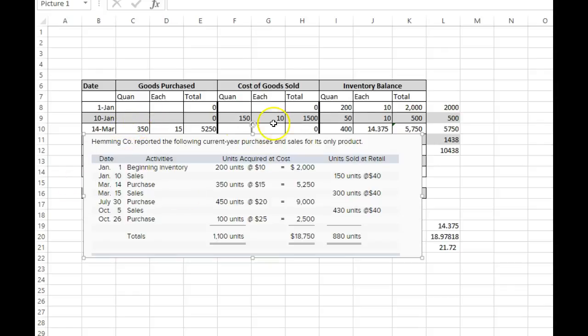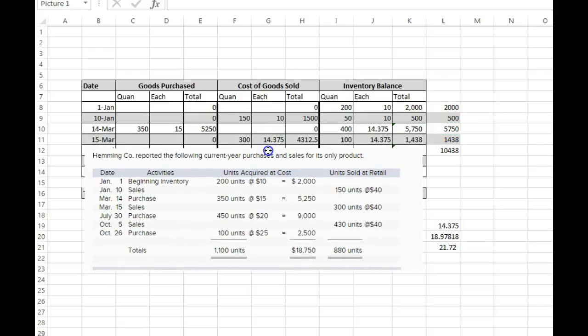I bought 350, I add 50, so now I have 400. That 350 costs $5,250. I add that to my 500 here, and I come up with my inventory is now worth $5,750. Now I need to have a per item cost, so I divide this $5,750 by 400 and come up with 14.375. My whole inventory is worth the $5,750.